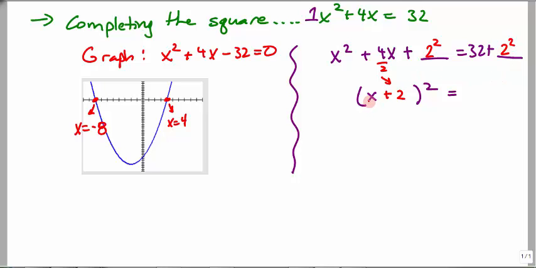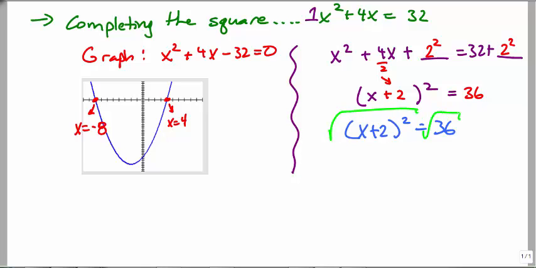Now, if I were to FOIL this out, first, outside, inside, last, I get x squared plus 4x plus 4. On the right-hand side, 2 squared is 4, and 32 plus 4 is 36. So now I have this nice little equation, x plus 2 quantity squared equals 36. Now I finish solving it by taking the square root of both sides.